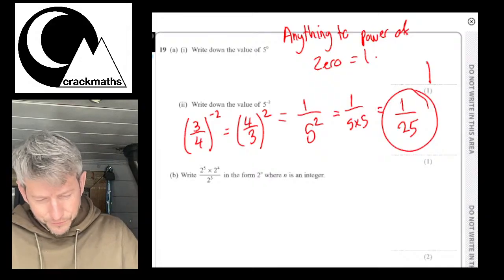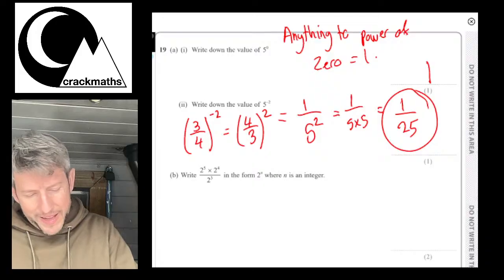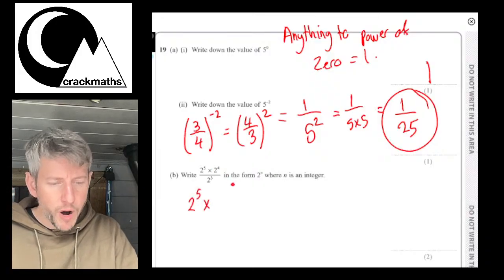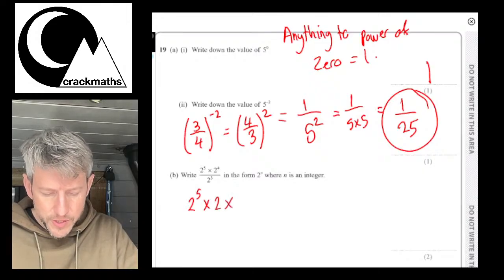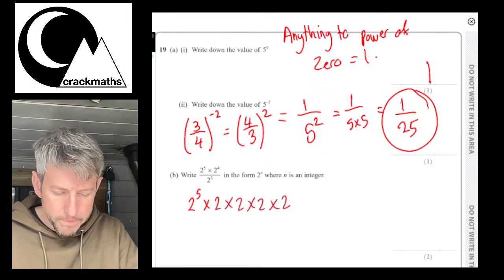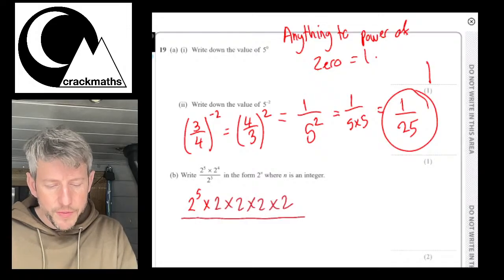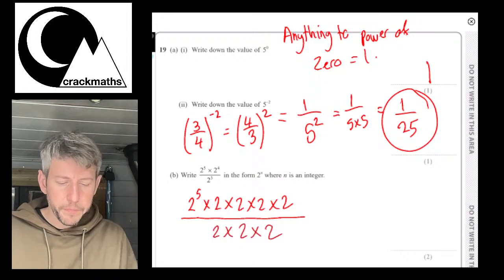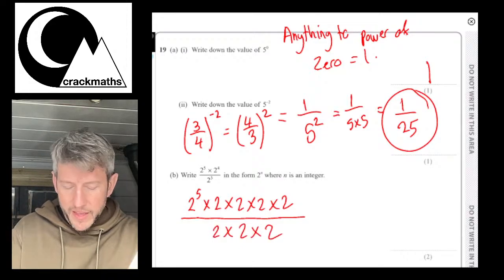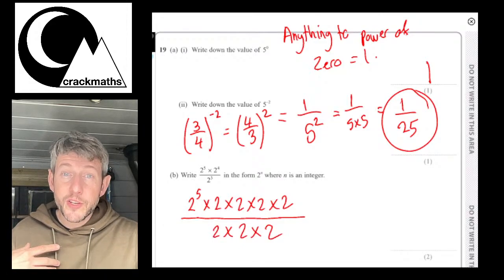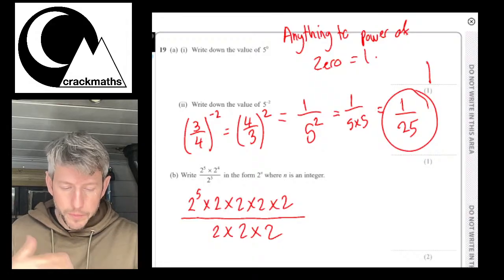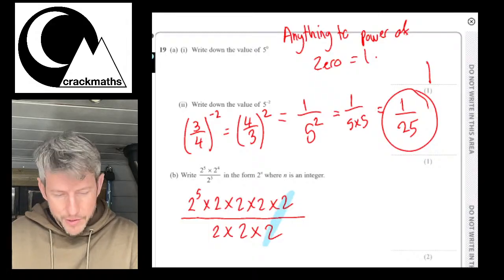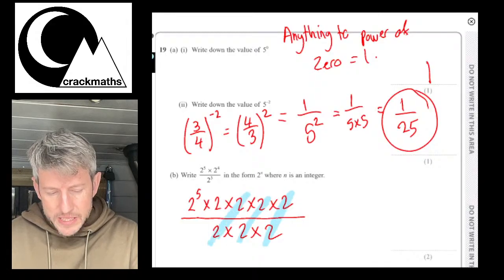Okay, right, so what I'm going to do is leave this 2 to the power of 5 here, but I'm going to rewrite this 2 to the power of 4 as 2 times 2 times 2 times 2. And I'm going to rewrite this 2 to the power of 3 as 2 times 2 times 2. Now, what I can do here is cancel any 2 that's on the bottom with any 2 that's on the top. So I can get rid of this pair, this pair, and this pair.